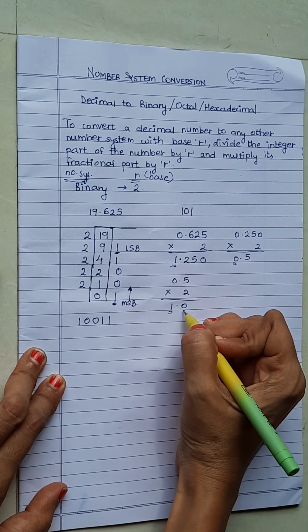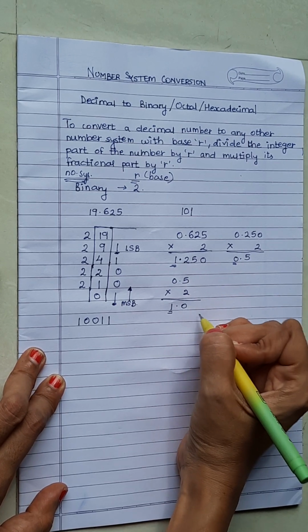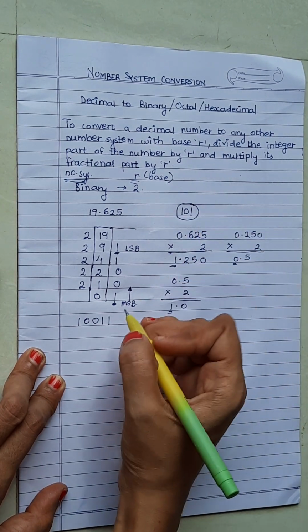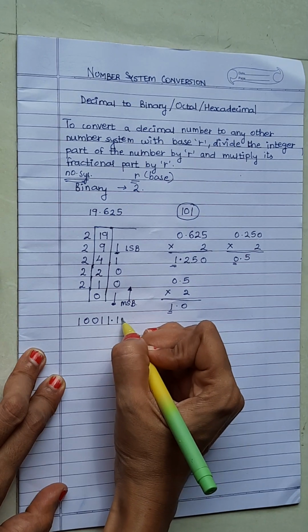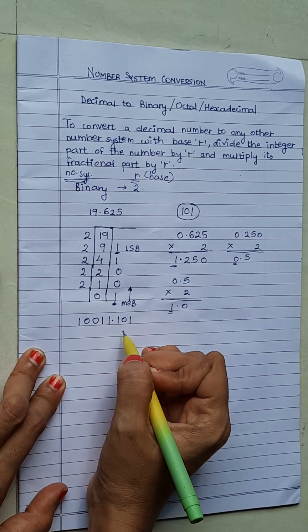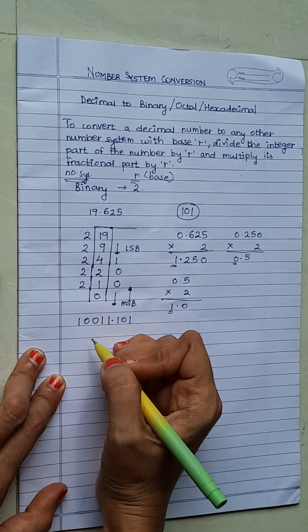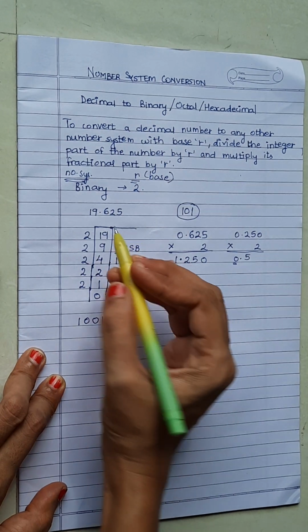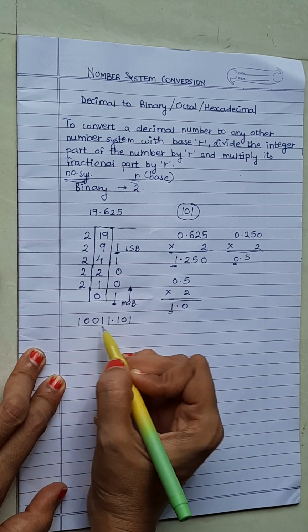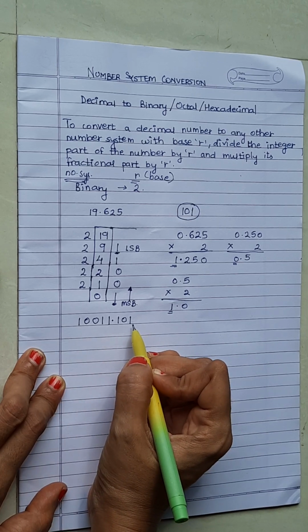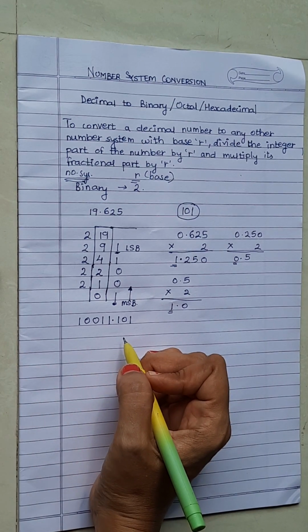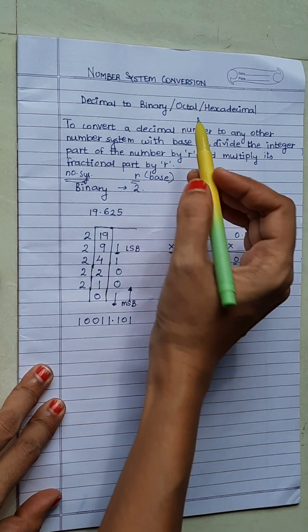Once you get the fractional part to be 0 or close to 0, stop doing this. Take the integer parts that you have got till now and include them in the binary form of the number. Now this is 19.625 in binary form. Okay, so this is how you convert the decimal number 19.625 into binary: 10011.101. A similar method you have to follow when you want to convert a decimal number into its equivalent octal or hexadecimal number.